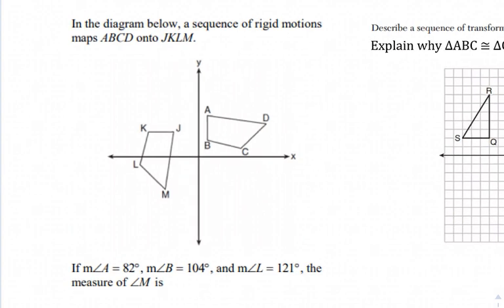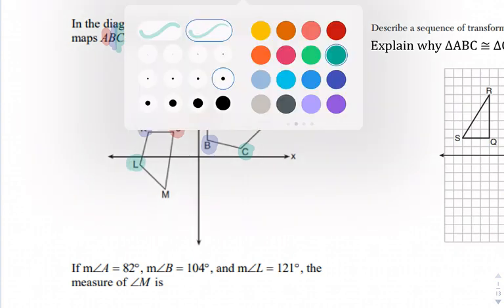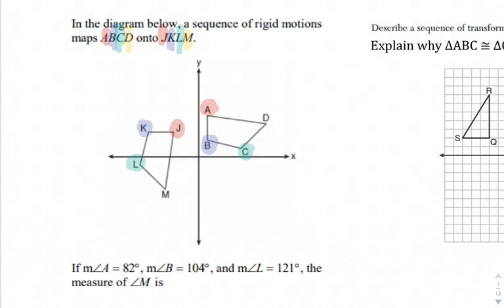So in the diagram below, a sequence of rigid motions maps A, B, C, D onto J, K, L, M. Again, my letters change, so I'm going to highlight what corresponds with what right away. A is the first letter, so J corresponds to it. I'm going to highlight A and J. Next is B and K. Next is C and L. And then finally D and M. So those are my corresponding angles.